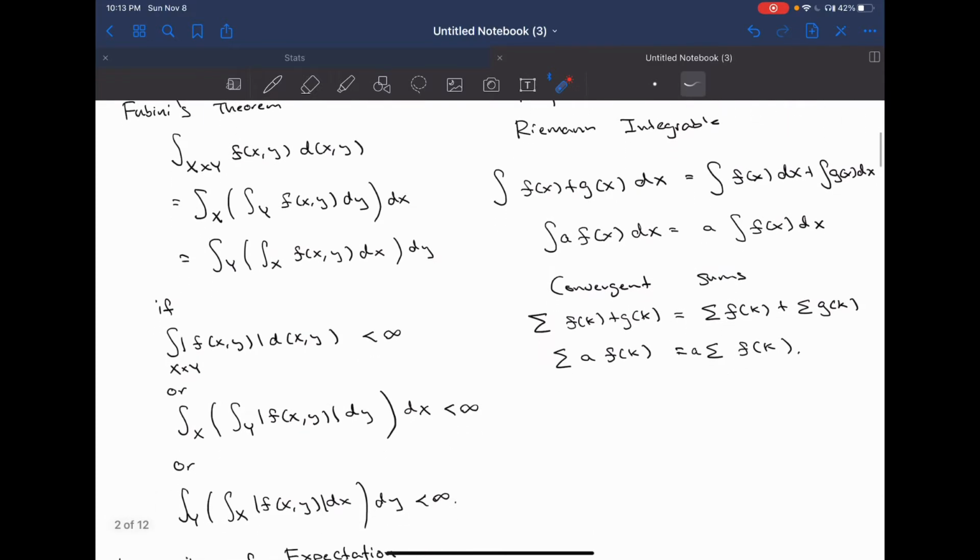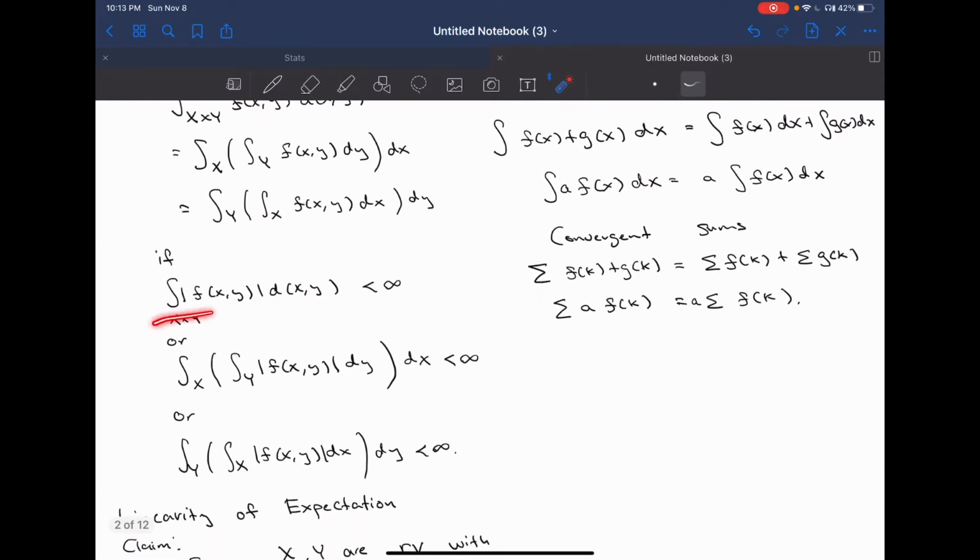And this is actually true if any of these three conditions are true. So we're going to ignore this first one. But if any of these conditions are true, the only difference is we've replaced the f of xy with the absolute value of f of x and y. So it's actually easy to see that if f of xy is positive, then the absolute value of f of xy is the same as f of xy. So Fubini's theorem holds immediately. That's something called Tonelli's theorem. Or lemma, not quite sure.